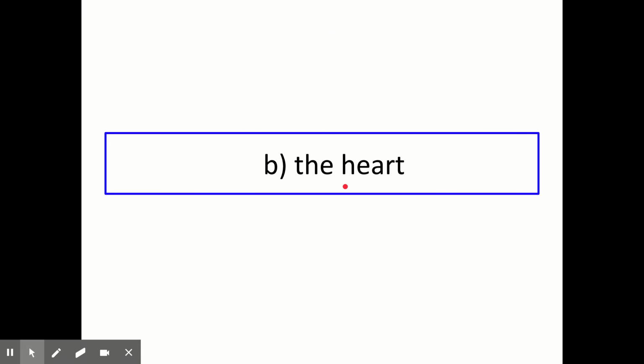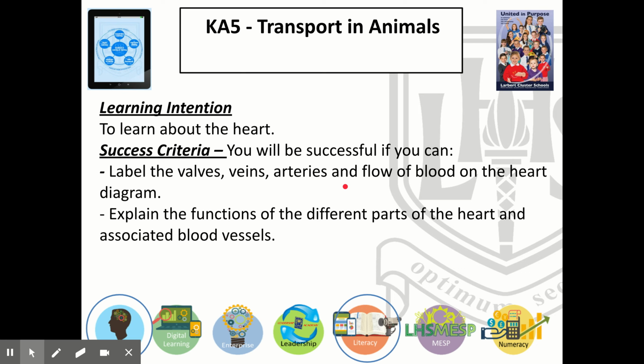Okay, so now we've covered the blood as a transport system in animals, we are now going to move on to looking at the heart. So our learning intention is to learn about the heart, and hopefully by the end of this section, you'll be able to label the valves, veins, arteries, and flow of blood on the heart diagram, and explain the functions of the different parts of the heart and associated blood vessels as well.